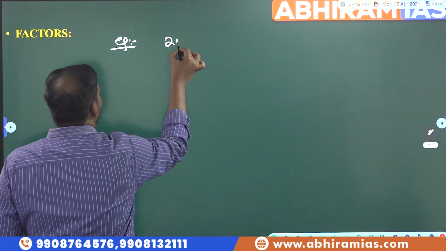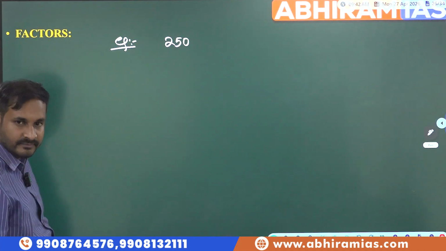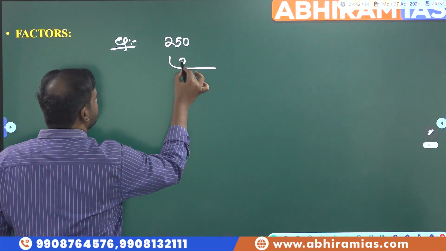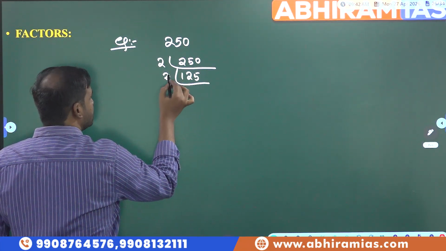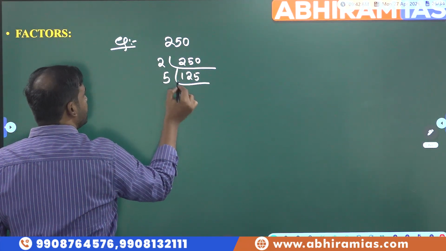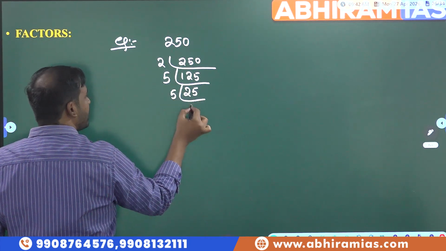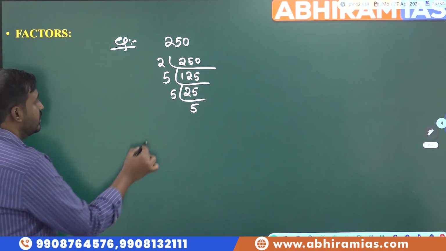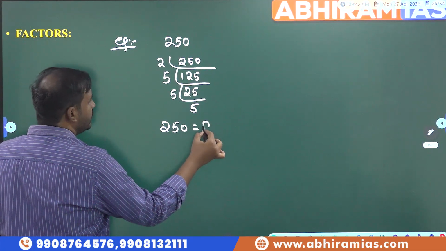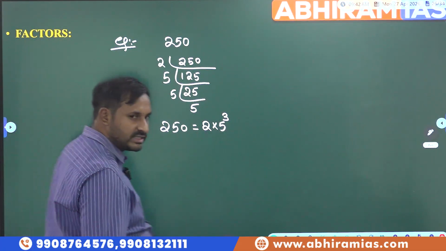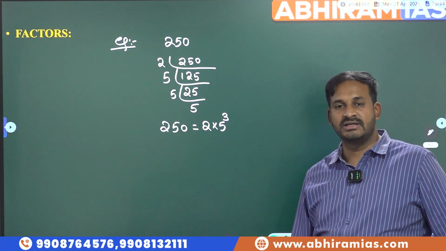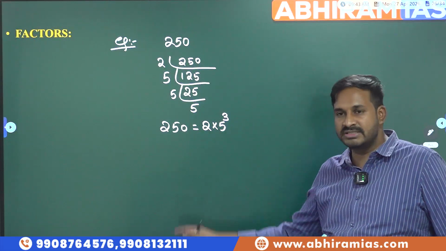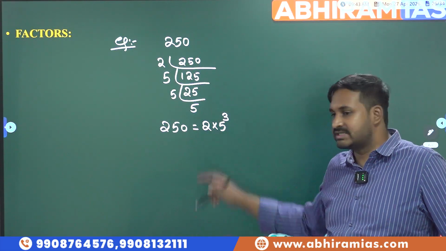Example, take 250. So how can I express it? 250 is 2 times 125, and 125 is 5 times 25, and 25 is 5 times 5. All are prime numbers, right? So that means 250 can be written as 2 into 5 cube. Writing a given number in this form is called prime factorization: expressing the given number as a product of prime numbers. Write down this as an example.